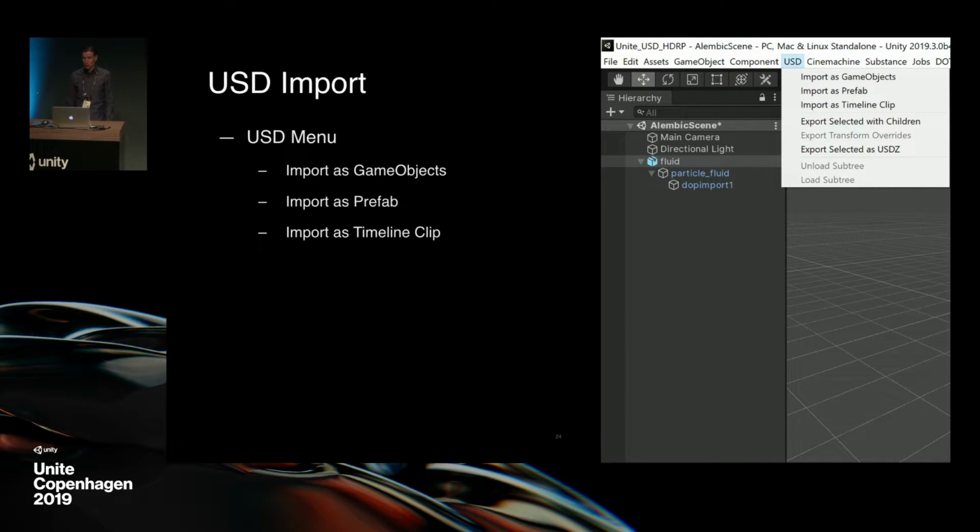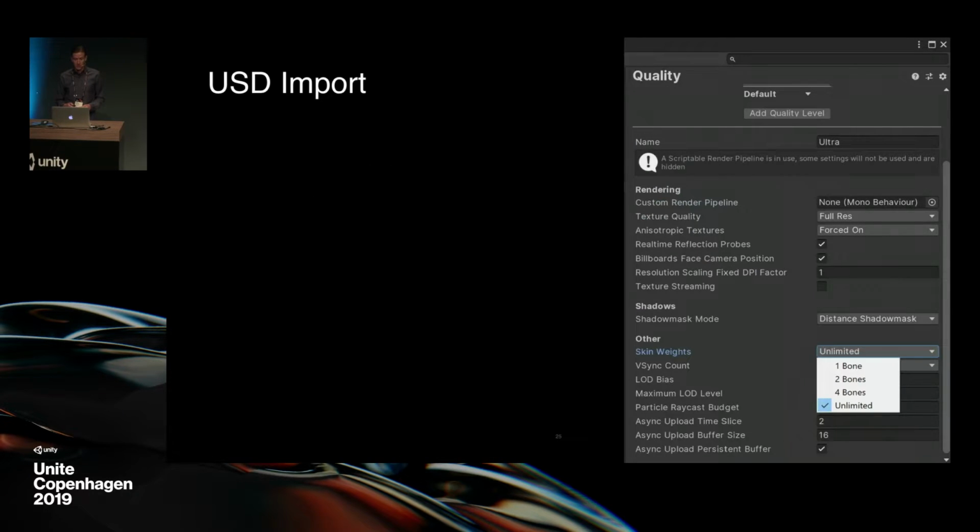When importing as a prefab, it will create the prefabs as an asset in your project to then use in one or multiple scenes. And so the choice between those really depends on your production workflow. And I'll show some examples later of when you'd want to use game objects over prefabs, specifically when using variant sets. When USD Asset is imported, there are a number of components that are created.